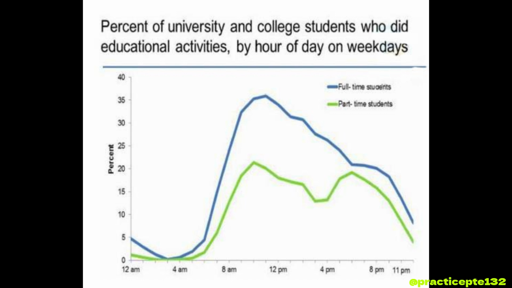According to the picture, for full-time students in blue, the largest figure can be found at around 12 p.m., which is around 36%, and the smallest figure can be found at around 3 a.m., which is around 0. For part-time students in green, the largest and smallest figure can be found at 10 a.m. and 3 a.m. respectively, which is 20% and 0 respectively. In conclusion, no one is studying at 3 a.m.